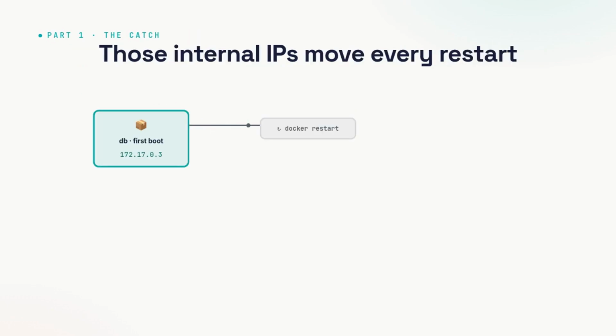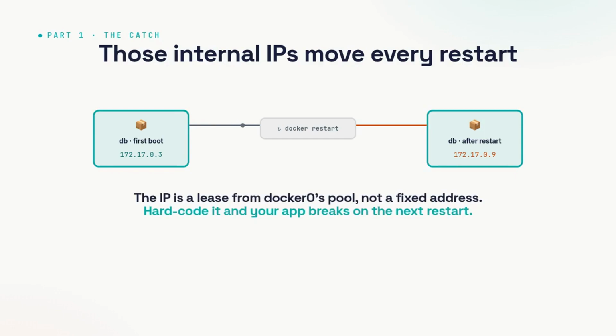But there's a catch that bites almost everyone. Say your database container boots and gets 172.17.0.3. You point your app at that address, and it works. Then the database restarts, a crash, a redeploy, anything. It comes back up, and Docker 0 hands it a different address, maybe 172.17.0.9. That IP was never yours to keep. That internal IP is a lease from Docker 0's pool, not a fixed address. Hard-code it anywhere, and your app breaks on the very next restart.